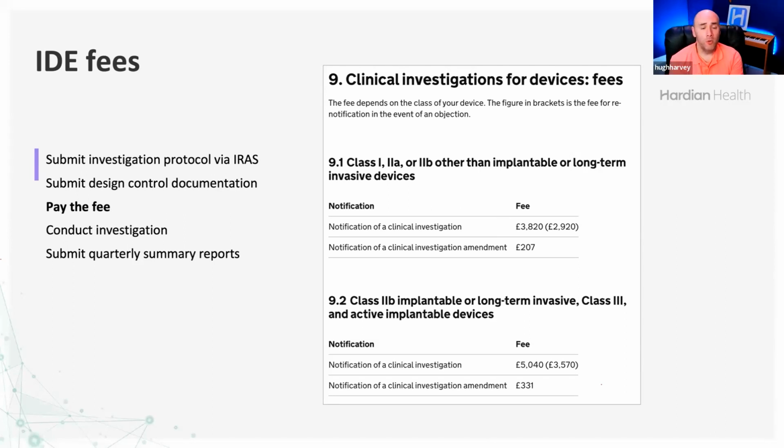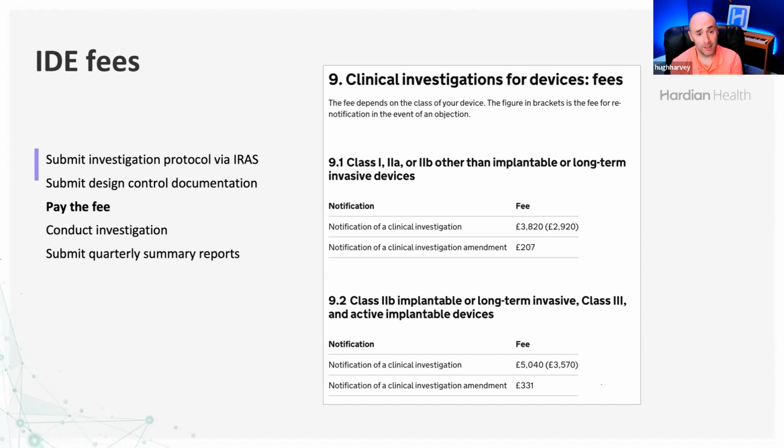Going back to the slides, these are the fees for clinical investigations for devices. It will depend on the class of device. I'm not going to touch on regulatory classes. Those were covered in the regulatory system, but just to say that class 1 is the lowest risk and class 3 is the highest risk. And obviously the higher the risk, the tougher it is to get regulatory approval, and the more beefy your clinical investigation will need to be.